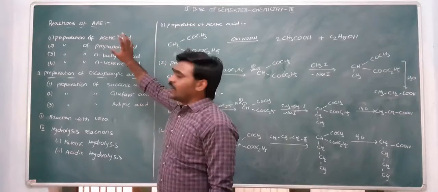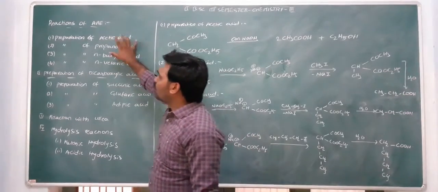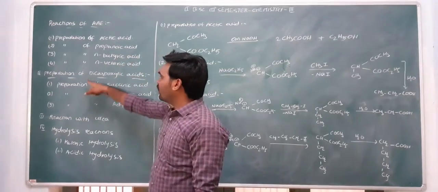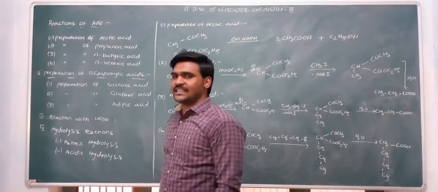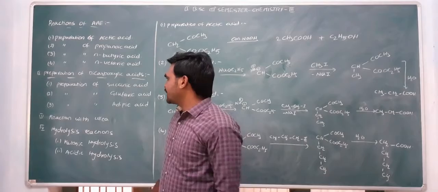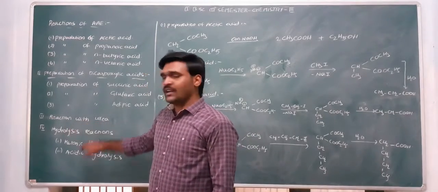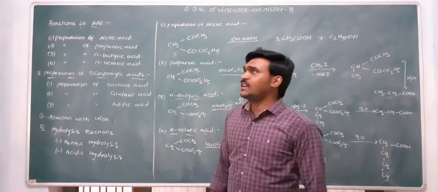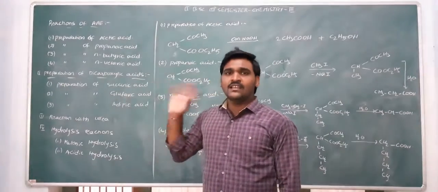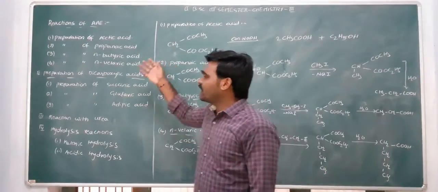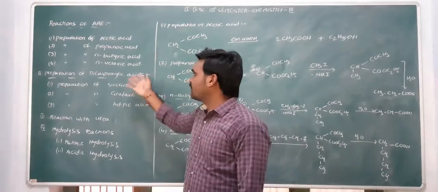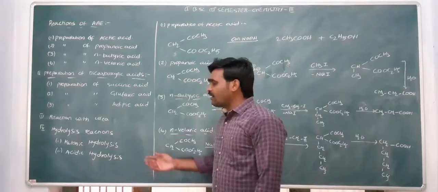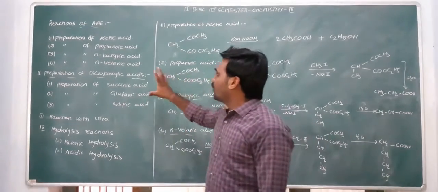First one is the preparation of monocarboxylic acids from the acetoacetic ester. Second one is the preparation of dicarboxylic acids from the acetoacetic ester. Then reaction with urea and hydrolysis reaction. These are the four important reactions of the acetoacetic ester, as well as the malonic ester also. Preparation of monocarboxylic acid, preparation of dicarboxylic acid, reaction with urea, and hydrolysis reactions are more common.